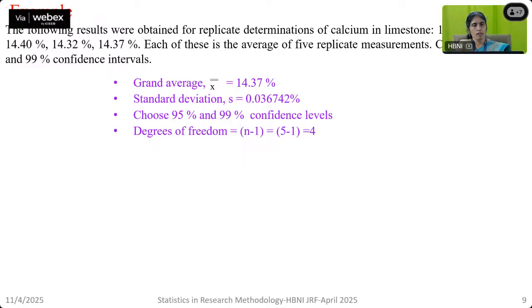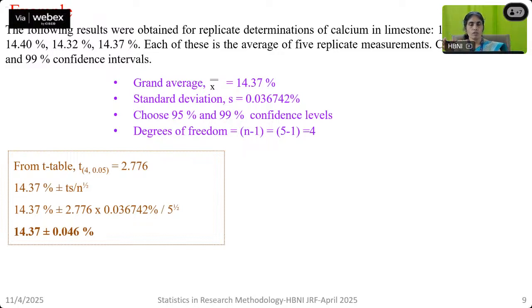This is another example worked out for T-table utilization. The following results were obtained for replicate determinations of calcium in limestone. There are around 5 such measurements. Each of these is the average of 5 replicate measurements. Then calculate the 95% confidence level as well as the 99% confidence interval. The confidence interval will be the range of horizontal axis values. Normally, when we do concentration determination, the value will be concentration. So here it is in percentage.